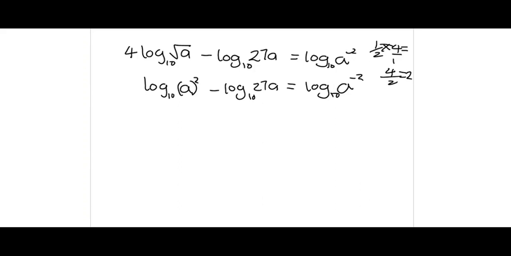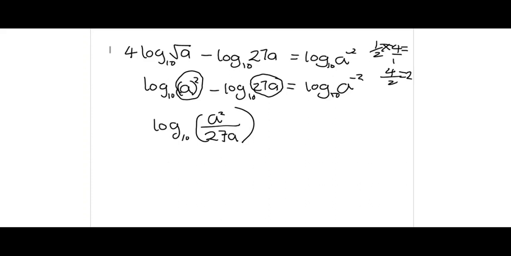Okay, and if you can remember what we did in our previous example, when we have two logarithms with one being subtracted from the other, we change it to a quotient. So we'll just factor out this log base 10, and then the first expression, which is a squared, will be on top, and then the expression beneath will be 27a.